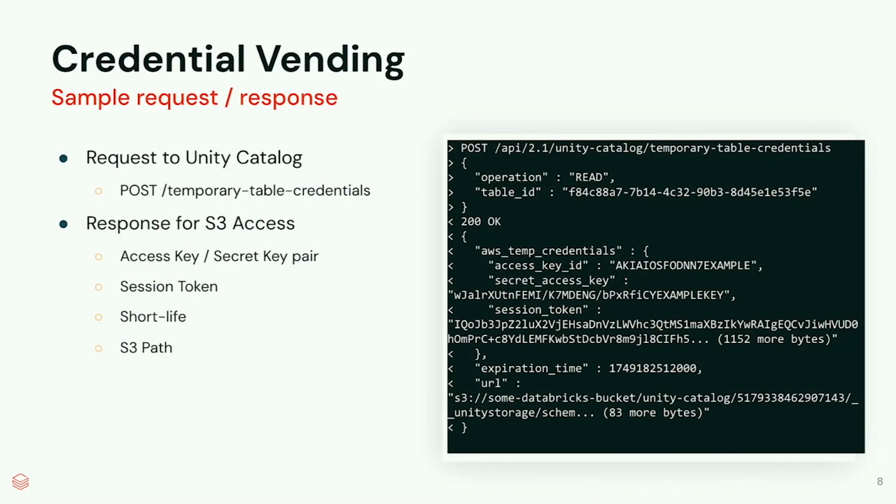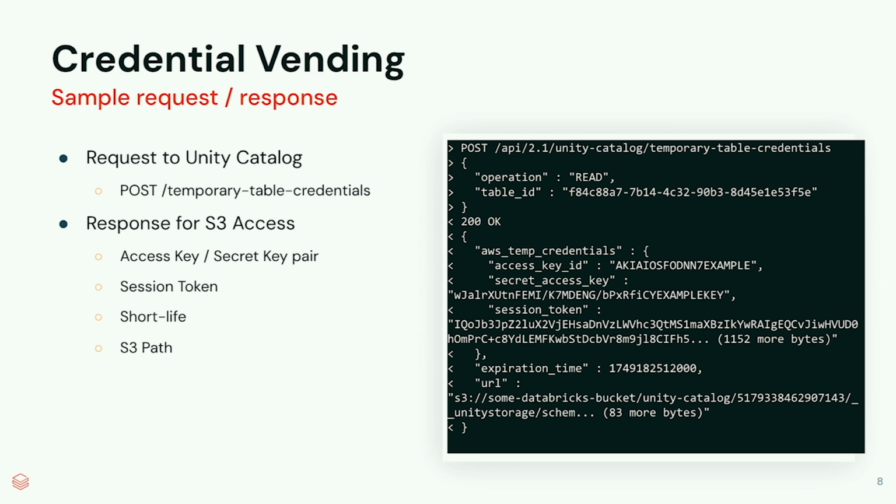This is a concrete request PuppyGraph sends to Unity Catalog. We fetch the credentials by sending a POST request to the temporary table credentials API on Unity Catalog. It specifies the table ID, meaning we are interested in this table and want to use the data inside it to process some graph queries. The response from Unity Catalog is a temporary pair of an access key, a secret key, and a session token. More importantly, there is the expiration time, which indicates it's a short-term credential.